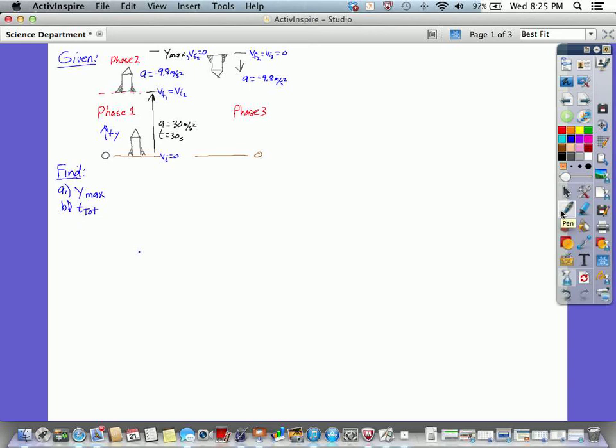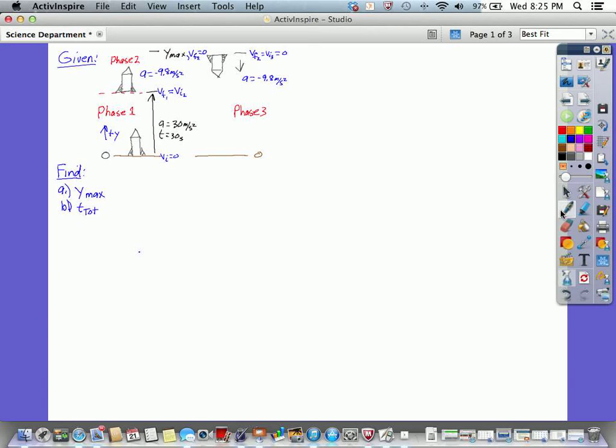So first thing we want to do, let's look at phase 1. We need to find its maximum altitude. We've got to find out first how high it is at the end of phase 1, and then we'll find out how much higher it went up in phase 2. So let's take a look at that real quickly.